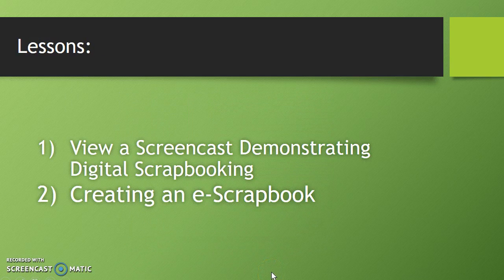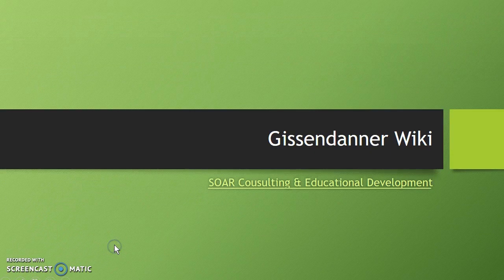Now I would like to review the lessons with you. Lesson number 1 is going to be for the learners to view a screencast demonstrating digital scrapbooking. And lesson number 2 will be creating an e-scrapbook. Now I'd like to take you to the Giss wiki.